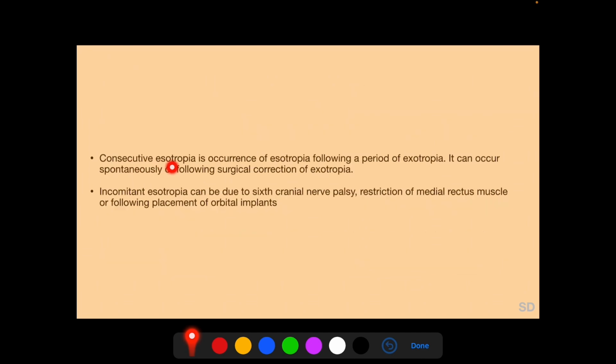Consecutive esotropia is also said to be an acquired non-accommodative esotropia, and it is the occurrence of esotropia following a period of exotropia. It can occur spontaneously or following surgical correction of exotropia. Incomitant esotropia can be due to 6th cranial nerve palsy, restriction of medial rectus muscle, or following placement of orbital implants.